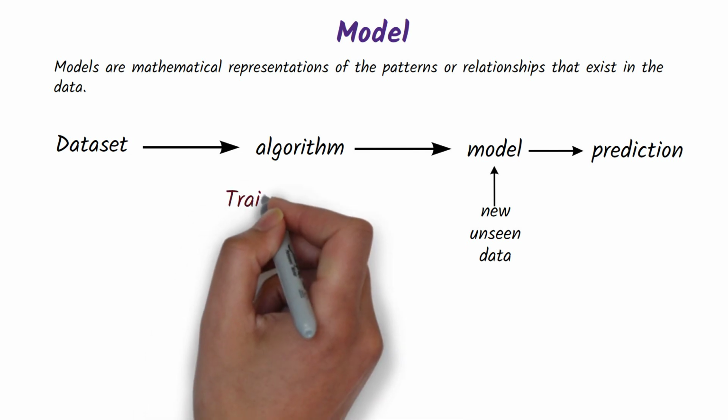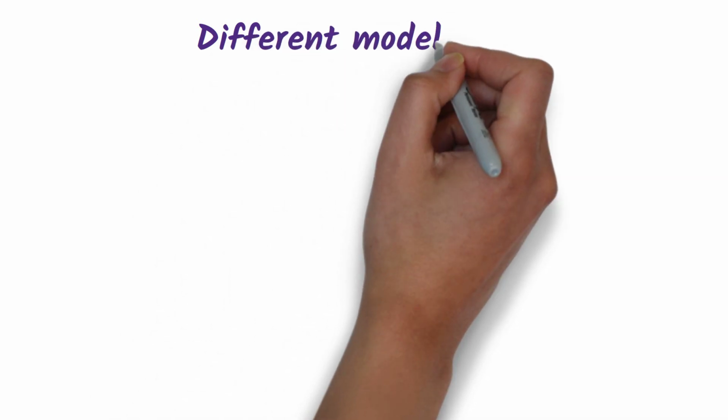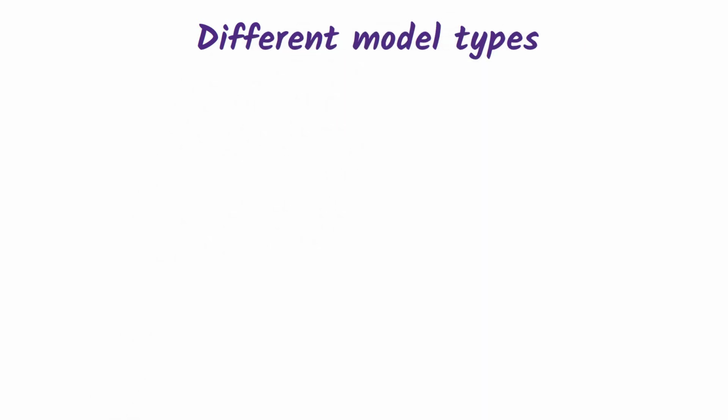The training process involves feeding the algorithm a set of input data along with corresponding correct outputs and adjusting the model parameters until it accurately predicts the correct outputs for new unseen data. Okay, so there are many types of machine learning models, each with its own strengths and weaknesses. Let's have a look at a few common types of models. So the first is linear regression.